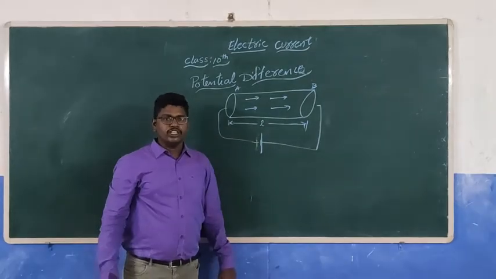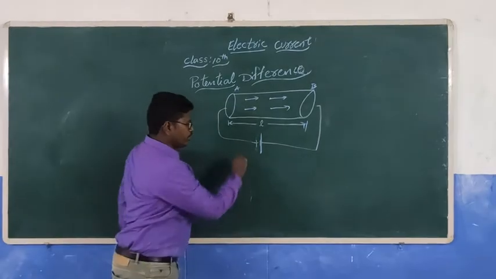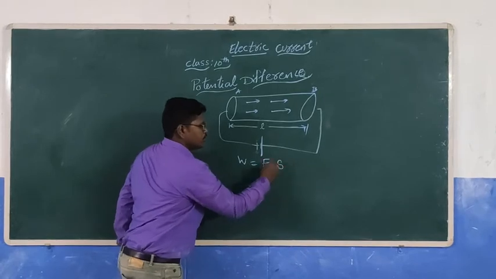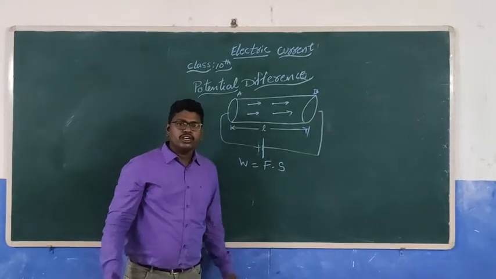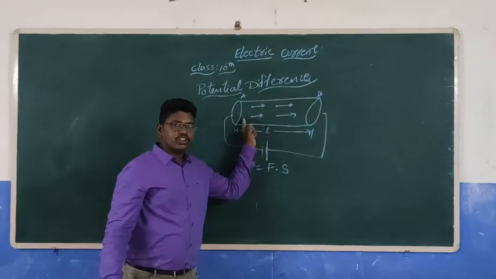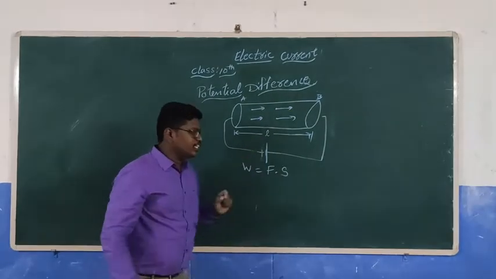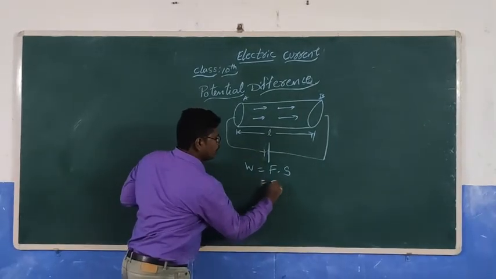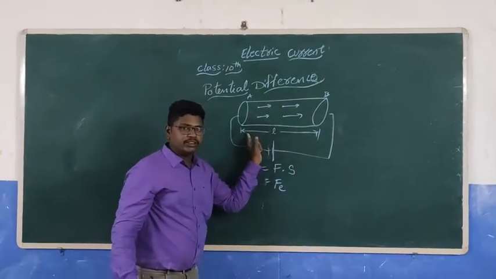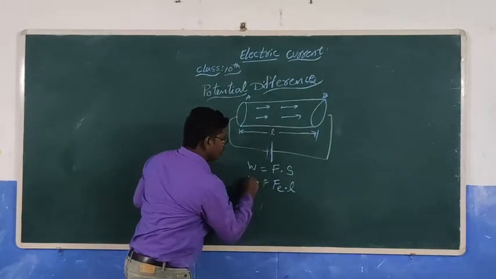Here you should understand one thing. Whenever the charges are moved from A to B, some work is to be done. That is W equal to the product of force into displacement. Generally, what is work? Work is nothing but the product of force into displacement. So whenever the charges are moved from A to B, which type of force exists? That is electric force. And what is the displacement from A to B? That is L. So it is F into L.